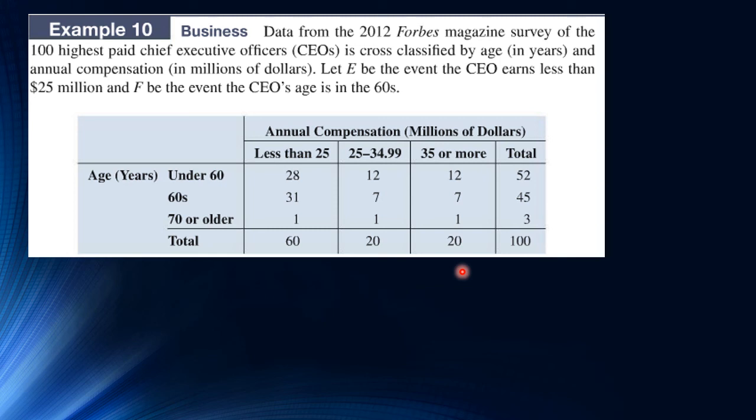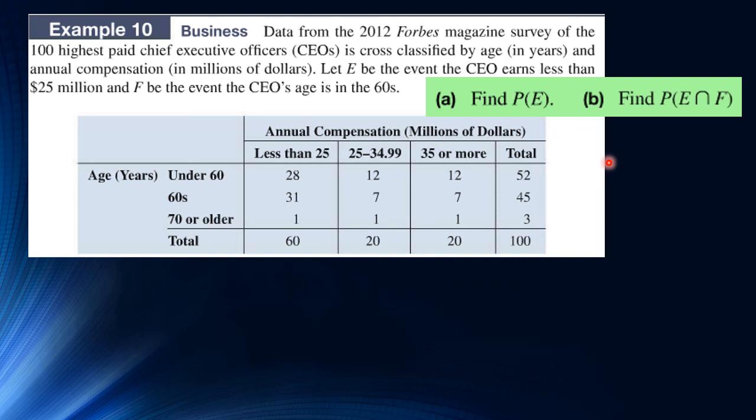Let E be the event that the CEO earns less than 25 million. So that's here. Okay. And F be the event the CEO's age is in the 60s, which is this middle row. All right. So let's find the probability of E, that the CEO earns less than 25 million. Well, how many people earn less than 25 million? 28 plus 31 plus 1. Well, that's nice. The table actually gives you that total, 60.